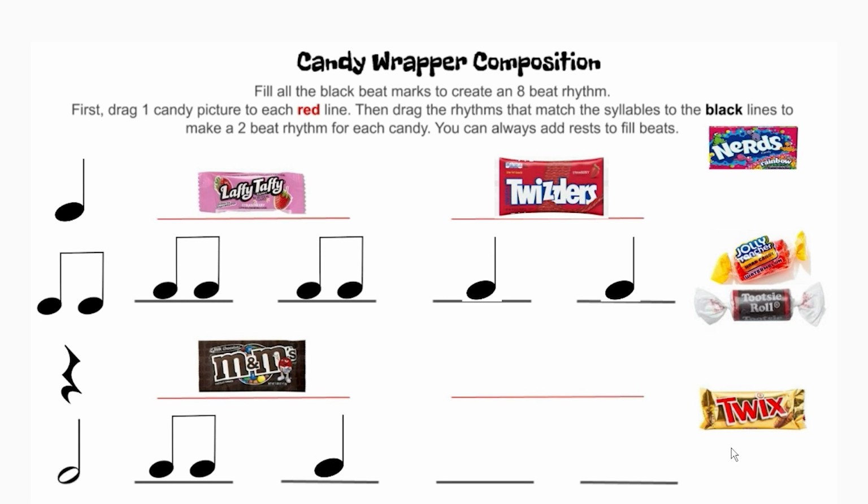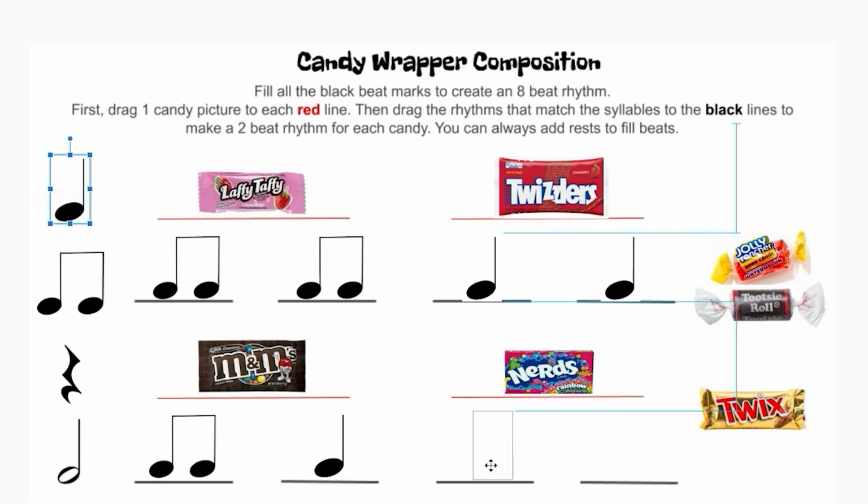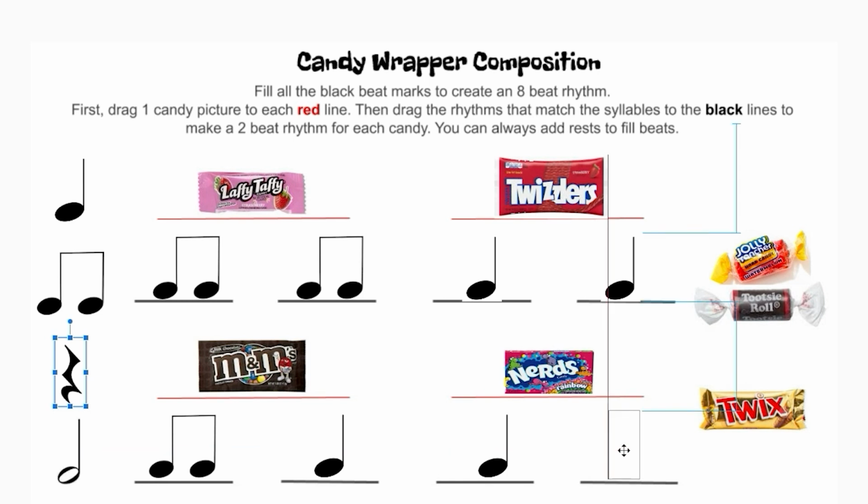Okay, so I would like to save a one-syllable candy for the ending because I like to end with a rest. So I save Twix or Nerds for the end. So let's choose Nerds. I'm going to put Nerds on the last one. So that has one syllable, Nerds. So I'm going to use a quarter note right here. And then I have to fill up both beats. So I'm going to drag this quarter rest and put it there for the second beat. You see that? So we have ta rest or Nerds rest.